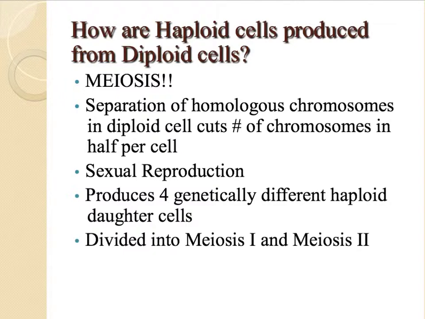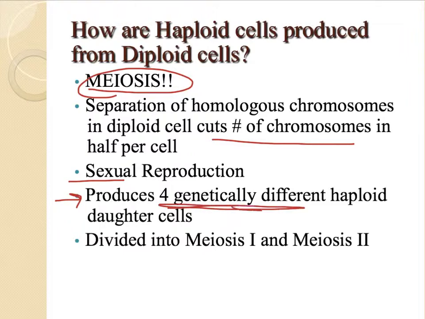Since we're all made up of diploid cells, we have to, in some way, take our cells and halve the information in them in order to get to a haploid cell. And we do this by a process called meiosis. It cuts the number of chromosomes in half per cell. It's referred to as sexual reproduction because it produces different varieties, and it produces four genetically different haploid daughter cells. And there are two parts, meiosis I and meiosis II.